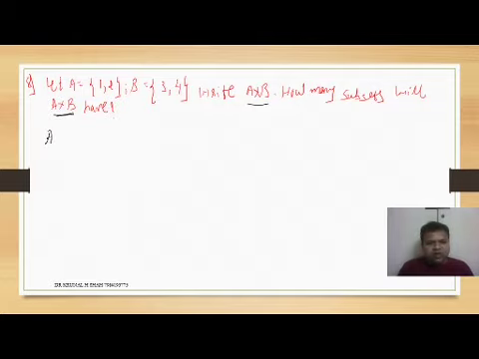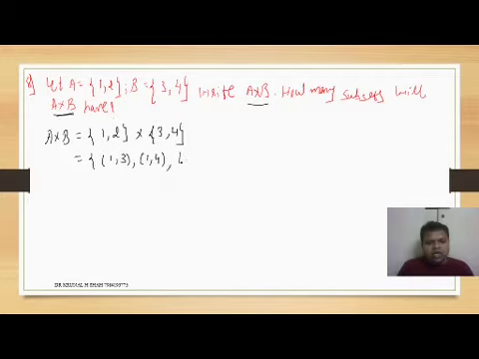So first of all, A cross B is equal to {1, 2} cross {3, 4}. That is equal to, let's start, (1, 3), (1, 4). Next is going to be (2, 3), (2, 4). Okay, so total how many elements are there? So here the total number of elements n equals 4.